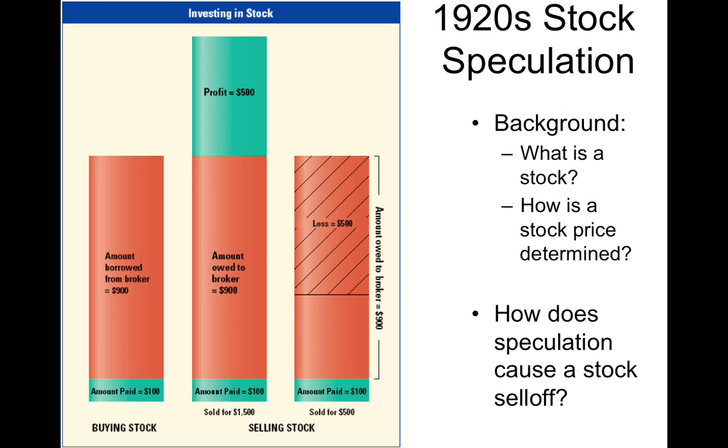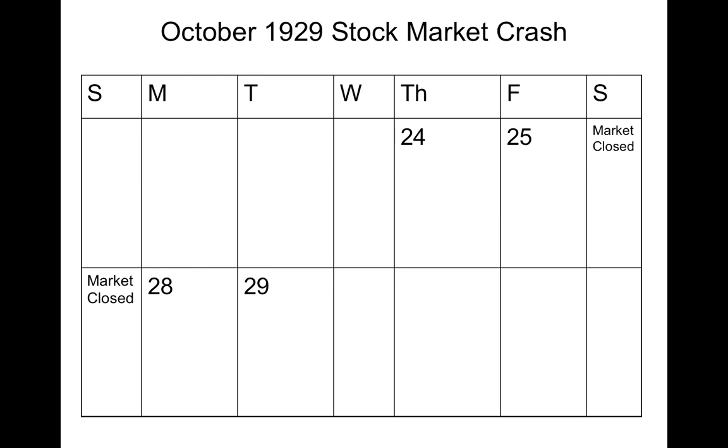The problem is, after 1929, when the stock market starts to collapse, people who had borrowed money can't sell their stock for the amount that they had borrowed, which means they go into debt and they're unable to pay the stockbroker back. And this is ultimately what happens in 1929.